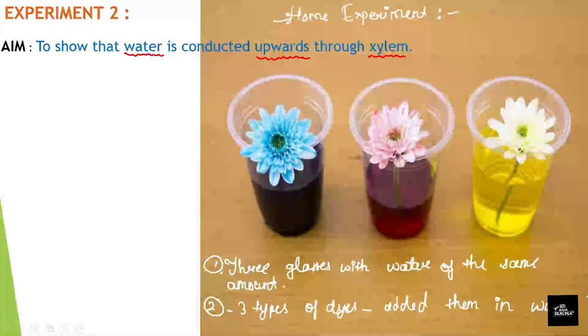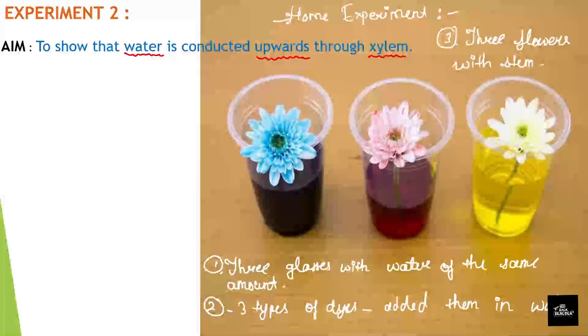The third thing that we have taken, let me write it here, is three flowers with stem. Those are the three things that are required for performing this experiment in your home.